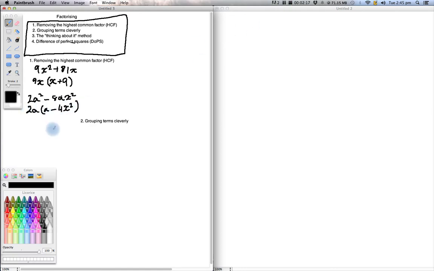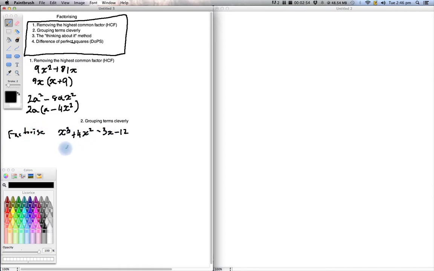Alright, next we've got grouping terms cleverly. Okay, this method's sort of a difficult one that you probably won't really use very much, but you need to know that it exists. Okay, so let's just do this with an example too. So let's make that x cubed plus 4x squared minus 3x minus 12. And what we're asked to do is to factorize this. So that's what we're doing, factorize that is our question.